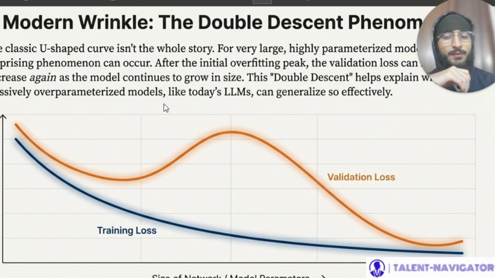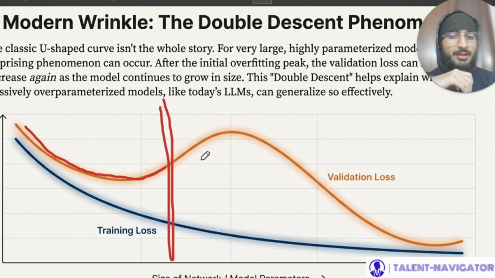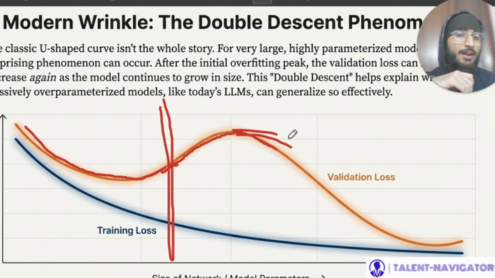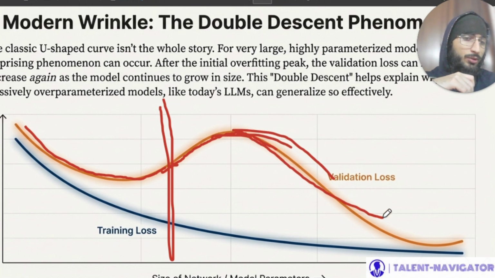Right. So the previous graph was up till this point, right? It was decreasing and then there's a sudden increase. But when we overparameterize models and keep them running for more iterations, then we would see that the validation loss would start decreasing.